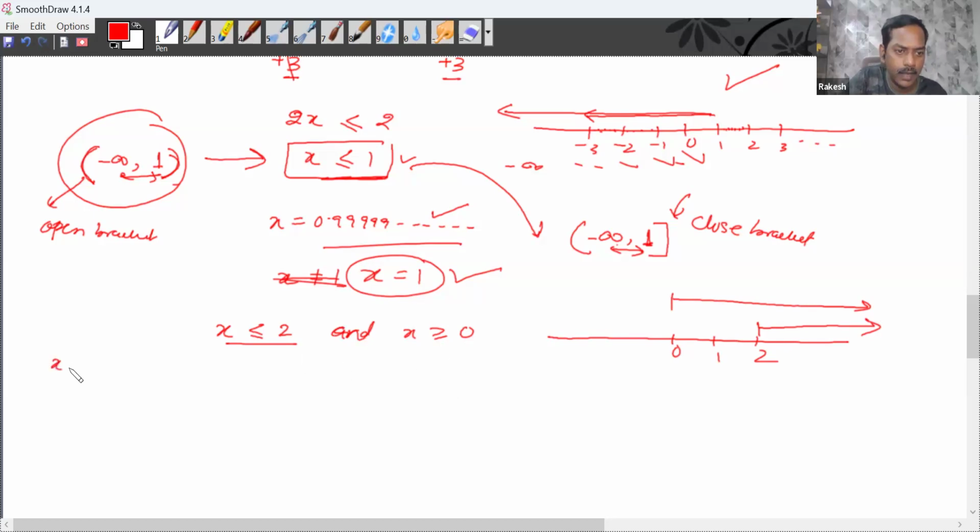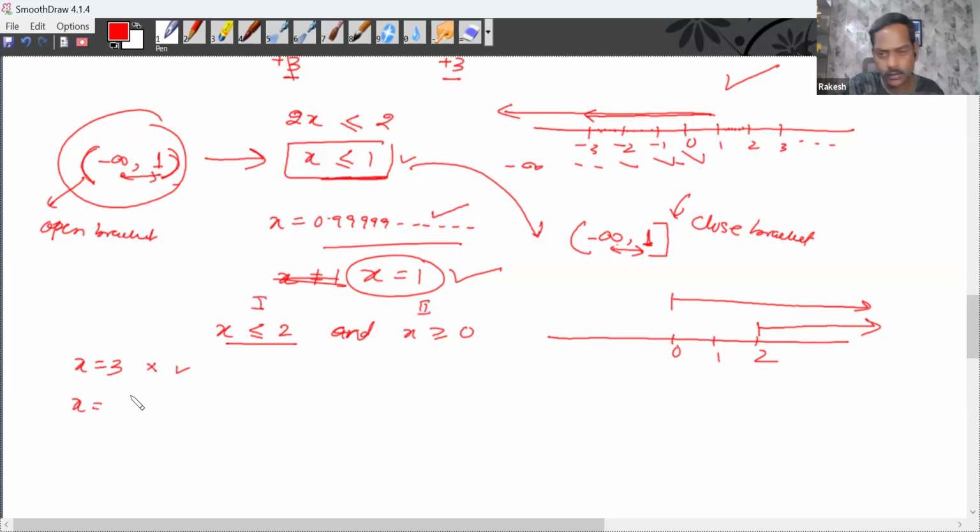Right? X is equal to 0. Is it satisfying this condition? No. Is it satisfying this condition? Yes. X is equal to 1. Is it satisfying this condition? Sorry, this condition is satisfying, but this condition, I'm sorry. X is equal to 3. Is it satisfying this? Yes. But is it satisfying this? No. So the first case it is not satisfying, the second case it is satisfying. This is the first case, this is the second case.